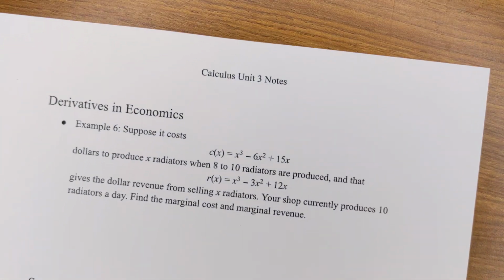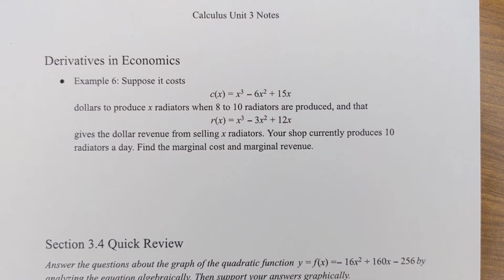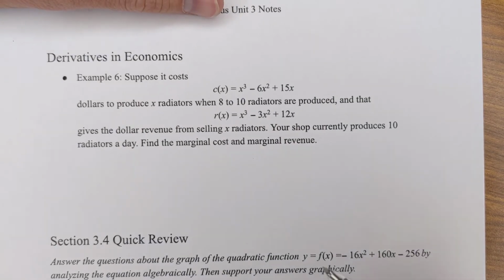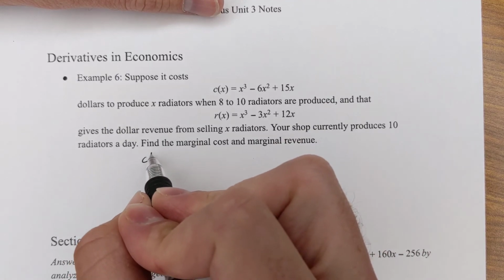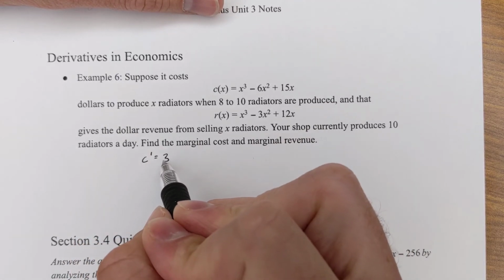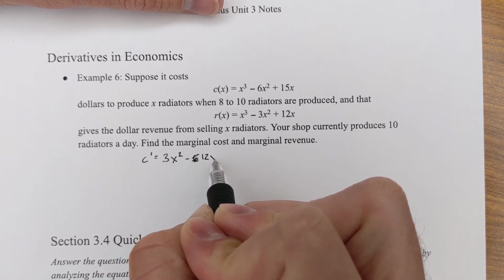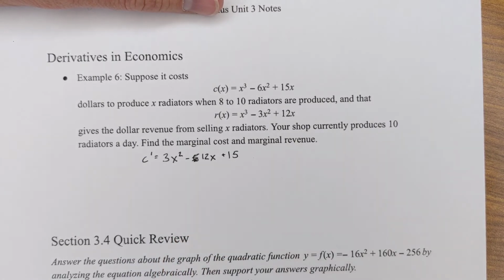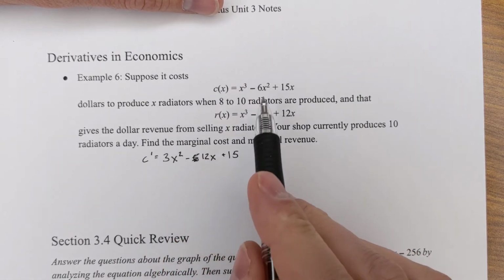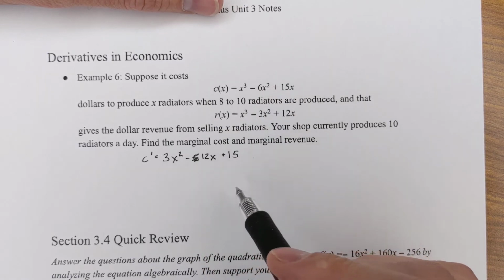All right, in economics, you have what's referred to as marginal cost and marginal revenue. So marginal cost is essentially the cost of making one more of something. Marginal revenue is how much money you would make if you sold one more of them, but they are based on the derivatives. So the cost per item, the revenue per item, which is a derivative function. So marginal cost is going to be c prime. So c prime is 3x squared minus 12x plus 15. Exponent out front, count down by 1.